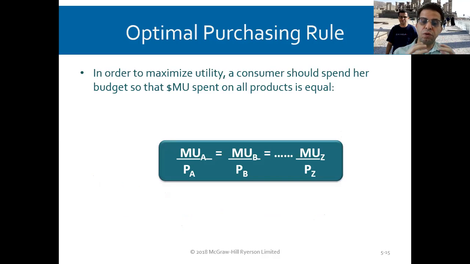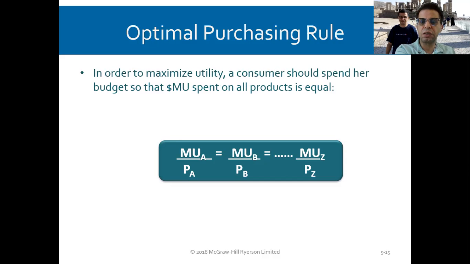So the optimal purchase rule. In order to maximize utility, a consumer should spend her budget so that the MU per dollar spent on all products is equal. Let's assume you bought a chocolate with your first $5. You still have another $5. Your second choice is not going to be, okay, I had a chocolate, let me have chips this time. So you buy the chips. Your third choice might be, you still have another $5.